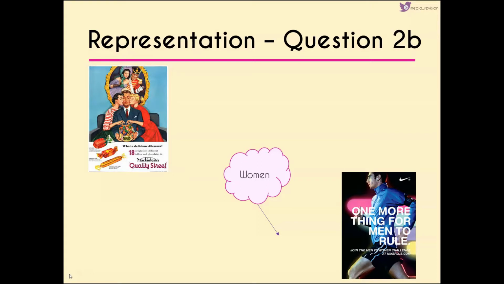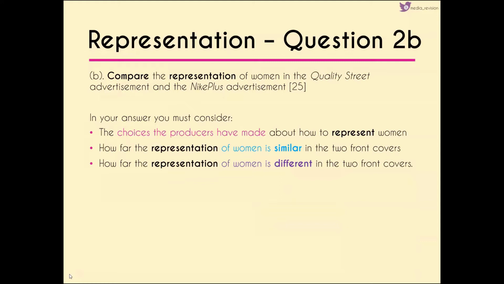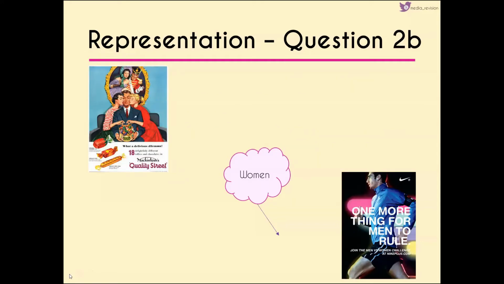Okay, so for women then, all right, men are considered to be more dominant in both of the advertisements. So you can see that blue is my similarities, purple are my differences. Men are dominant in both, okay? The man in the Quality Street advert is controlling the flow of the chocolates. There is only a man in the Nike Plus advert, okay?